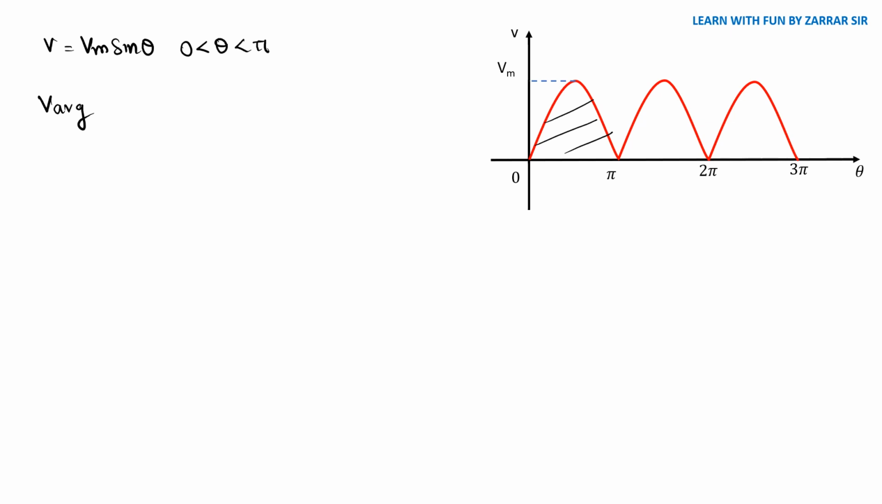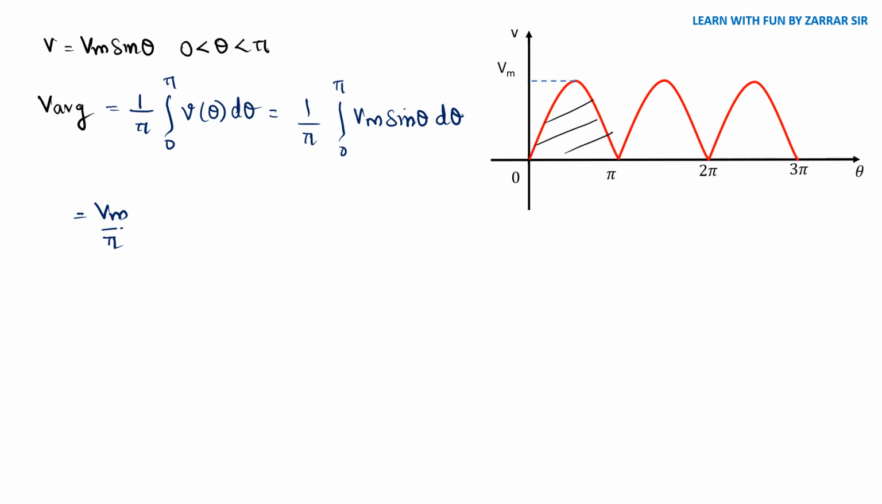So I'll write V average equal to 1 upon pi, 0 to pi. It is similar, or I would say exactly like the previous problem, right? So 1 upon pi. I know many of you will fast forward this, but I need to teach, right? Vm sine theta d theta. Vm is constant, let's take it outside. Vm by pi. It's again the same story. Integration of 0 to pi sine theta d theta.